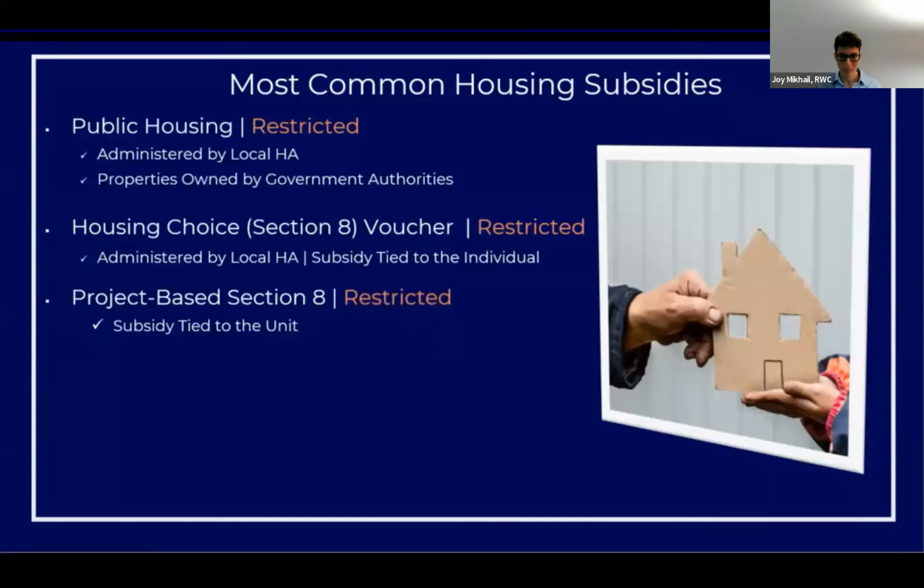So let's back this up. Housing Choice Voucher, the subsidy is tied to the family as long as the family qualifies for the program income-wise. Project-based Section 8, the subsidy is tied to the unit. So that's the difference between these two programs.